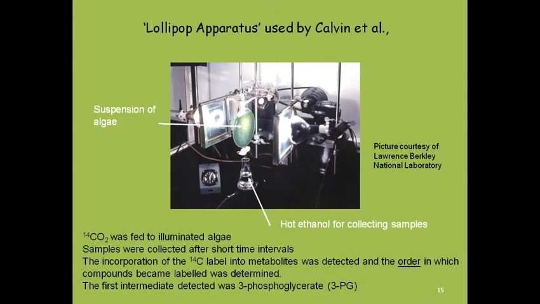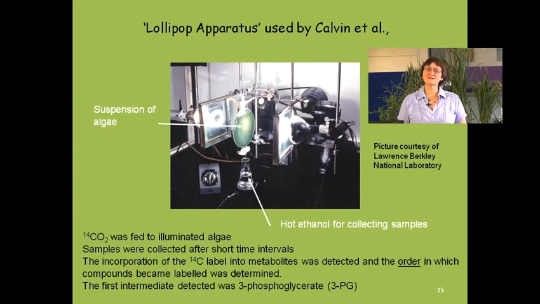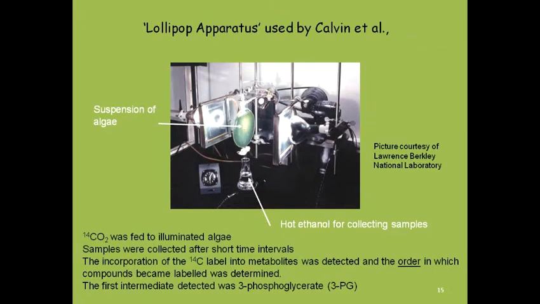This slide shows a photograph of the so-called Lollipop Apparatus used by Calvin et al. Radioactively labelled 14CO2 was fed to illuminated algae. Samples were collected after short time intervals. The incorporation of the 14C label into metabolites was detected, and the order in which the compounds became labelled was determined. The first compound that the 14C was made into was 3-phosphoglycerate, 3-PG.